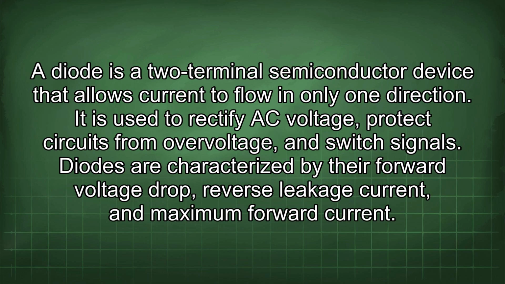A diode is a two-terminal semiconductor device that allows current to flow in only one direction. It is used to rectify AC voltage, protect circuits from overvoltage, and switch signals. Diodes are characterized by their forward voltage drop, reverse leakage current, and maximum forward current.